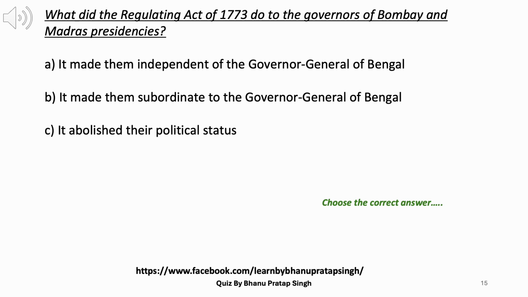15. What did the Regulating Act of 1773 do to the governors of Bombay and Madras presidencies? A. It made them independent of the Governor General of Bengal. B. It made them subordinate to the Governor General of Bengal. C. It abolished their political status.